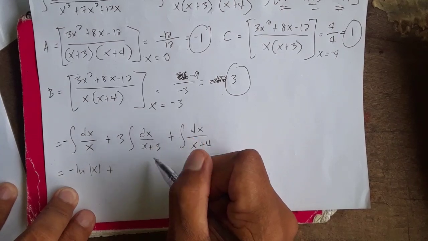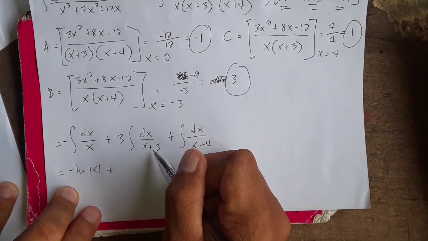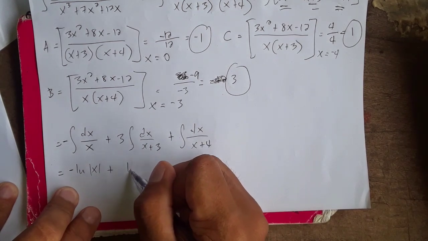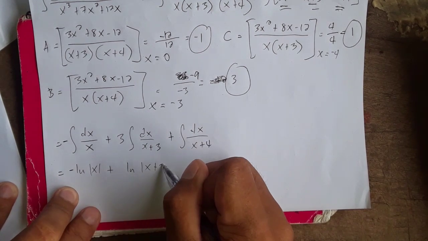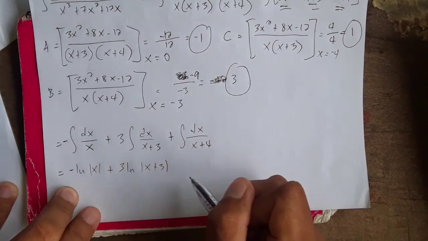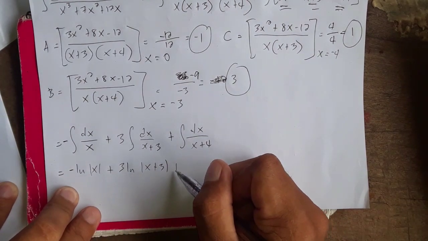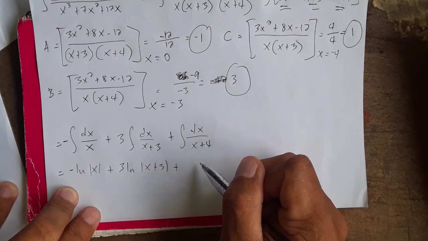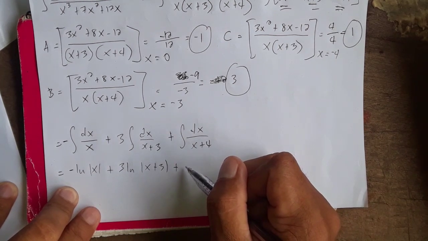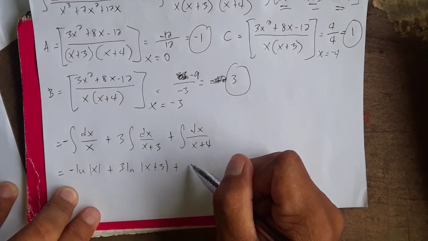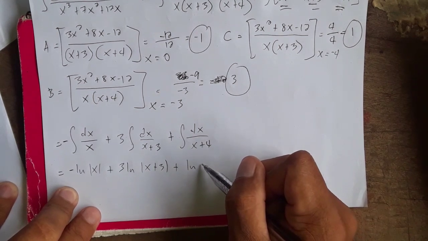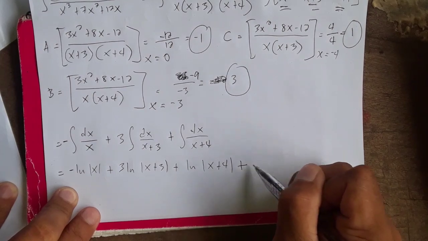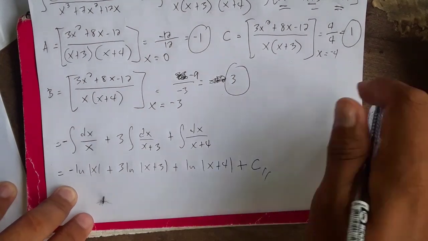Then the integral of dx over x plus 3 is simply ln of the absolute value of x plus 3, and we have a multiplier of 3 here. For the last term, the integral of dx over x plus 4 is ln of the absolute value of x plus 4. Then don't forget to add c. That is the final answer.